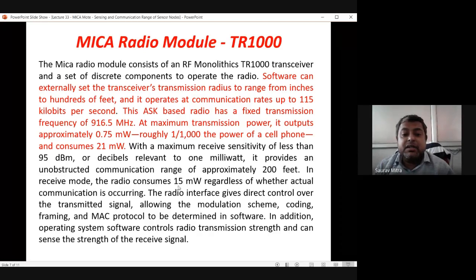In the receiver mode, the radio consumes 15 milliwatt. So in the transmission mode, it consumes 21 milliwatt. In the receiver mode, it consumes 15 milliwatt regardless of whether actual communication is occurring. The radio interface gives direct control over the transmitted signal, allowing the modulation scheme, coding, framing, and MAC protocol to be determined in software. So all these things are happening in the background. That's why even if it is idle, it is also consuming some power. We'll be seeing how much the idle power is and all those things for this MICA Mote node. In addition, operating system software controls radio transmission strength and can sense the strength of the received signal.